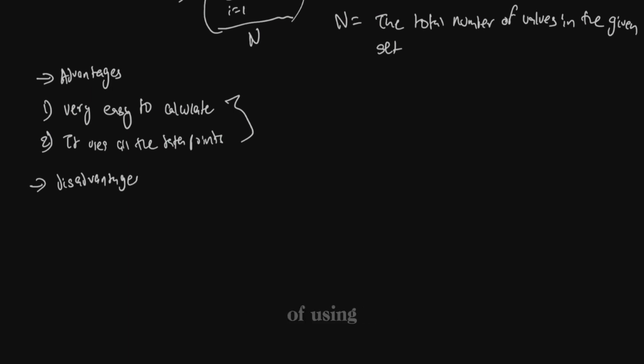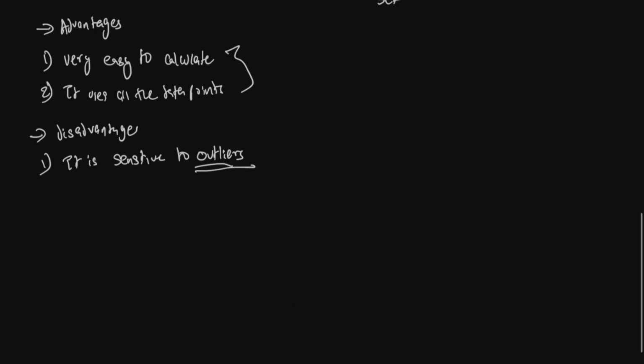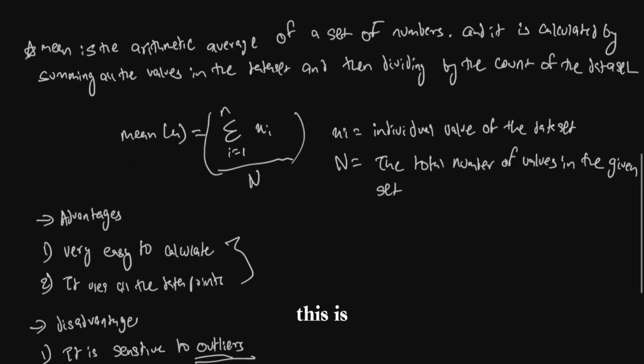The disadvantage of using mean is it is sensitive to outliers. We will learn about this term outliers also in the coming videos, and the skewness of the data. Now moving on. So this is what mean is. Mean is the arithmetic average of the total data set, and this is how you calculate the mean.